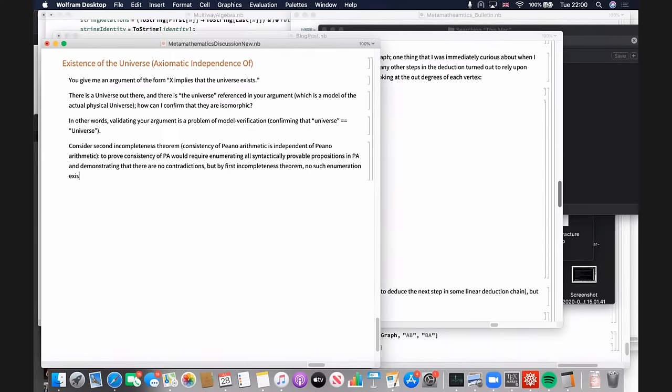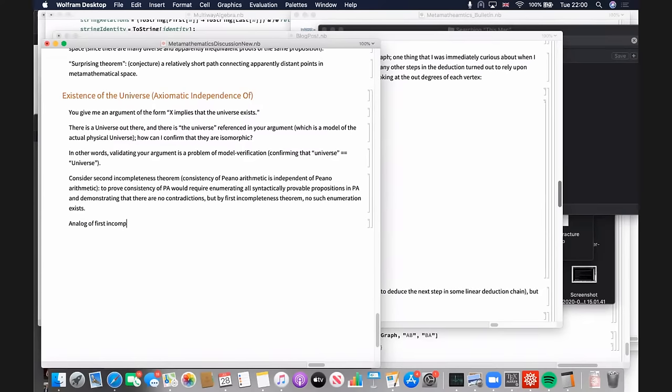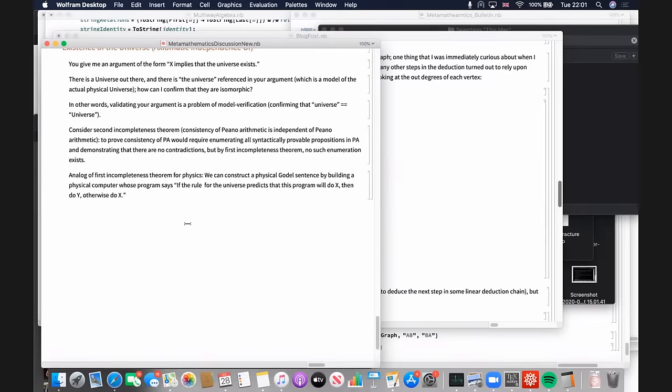Okay. So I claim that there is an analogous thing here that prevents you from doing this model validation, an analog of the first incompleteness theorem for physics: I can't know the outcome of the evolution of the universe. Right. So we can construct a physical Gödel sentence by building a physical computer whose program says, if the rule for the universe halts or something, predicts that this program will do X, then do Y, otherwise do X. Yep. Okay. But intuitively, it's just saying that we can't figure out the infinite time outcome for the universe. Right.